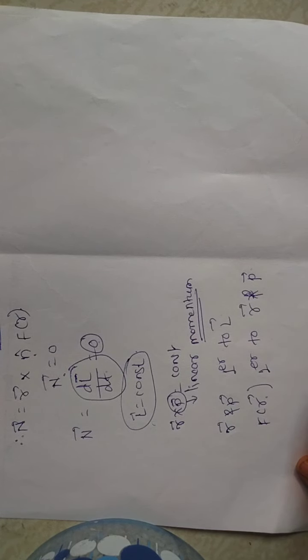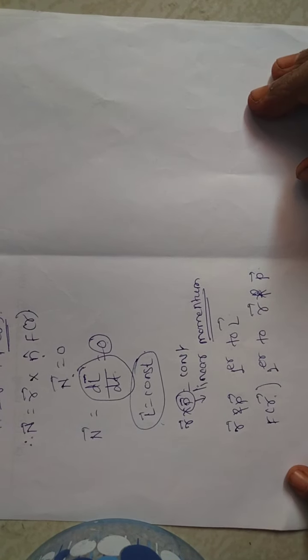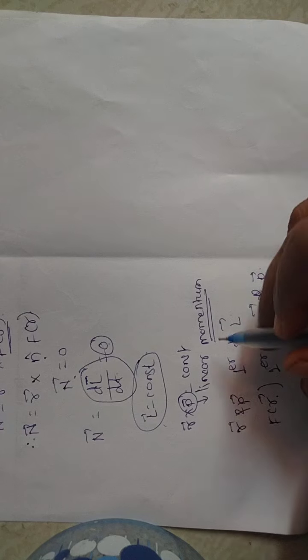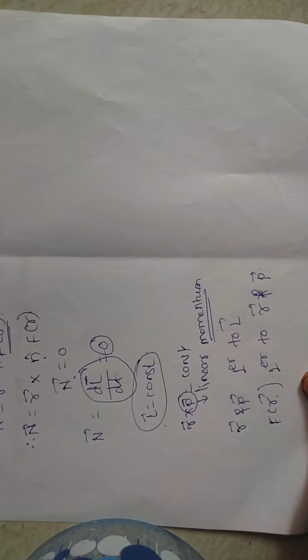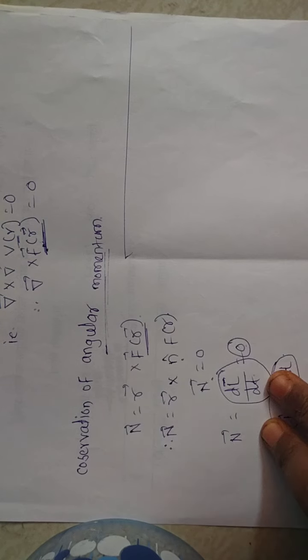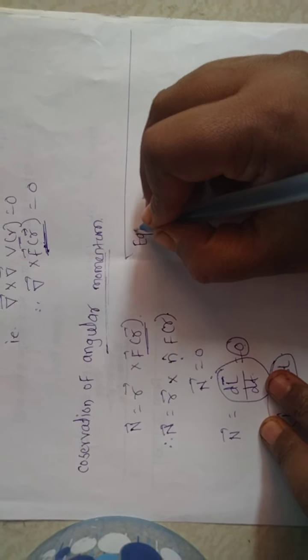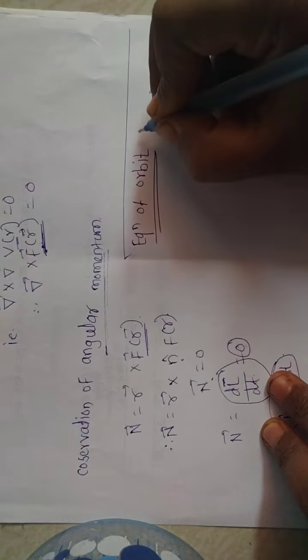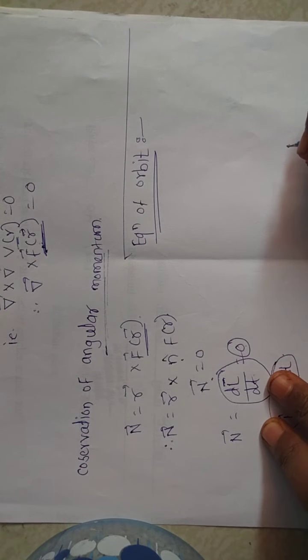Thus the orbit of a particle under a central force always lies in a fixed plane perpendicular to the direction of the fixed angular momentum. So in a central force field, energy is always conserved, and also angular momentum is always conserved. Let us discuss the equation of orbit, an important point.